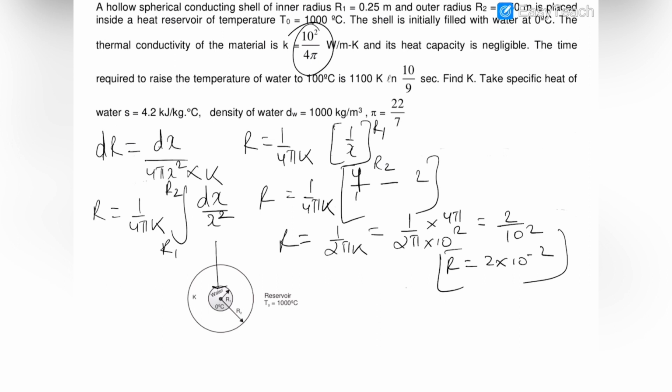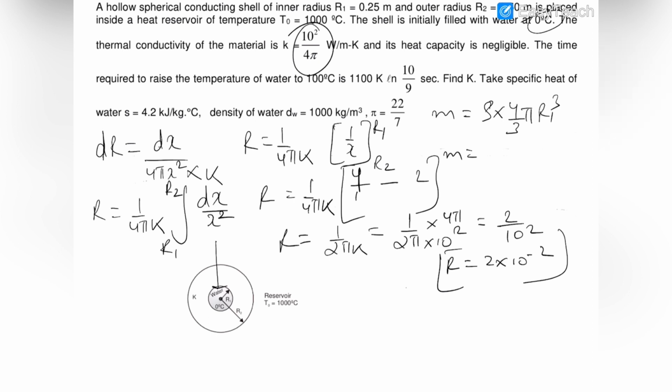Okay, now we see that the initial temperature of this water was 0 degrees Celsius. Let's suppose the mass — in fact, we know that the mass of the water is its density times the volume of the inner shell, because it is completely filled inside the inner shell. So the volume of the inner shell will be 4/3 pi r1 cubed.